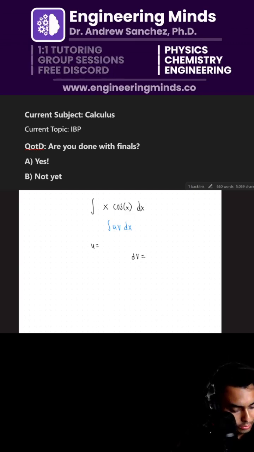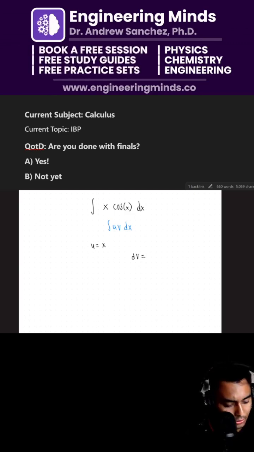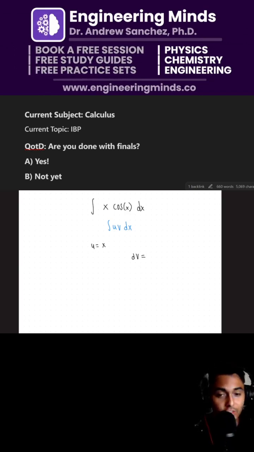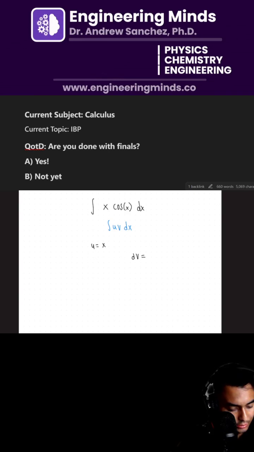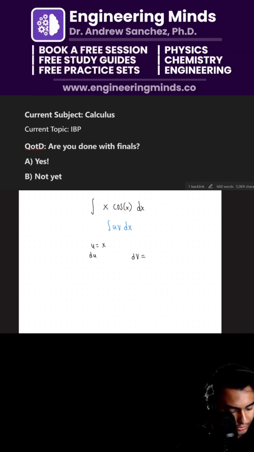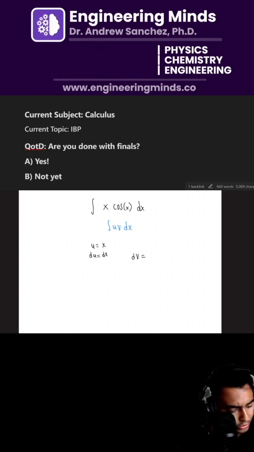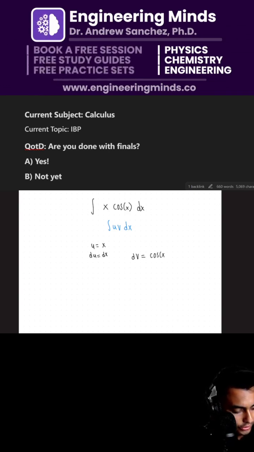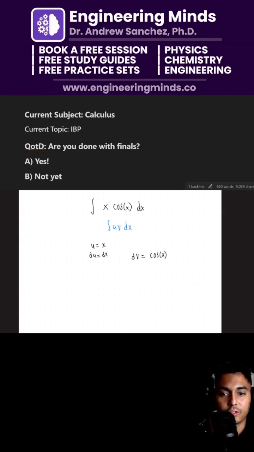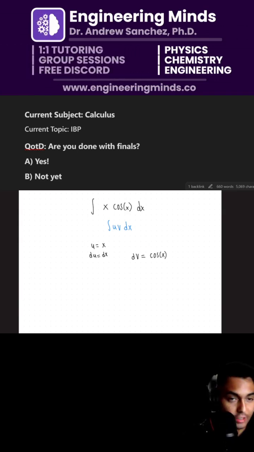All right, u equals x. Very good. Okay? So sometimes people ask me, how do you know? And see, you just answered your own question. How do you know? Because u is easily differentiable, well, that's just going to be dx. Which means our dv is going to be cosine of x. So what's the integral of cosine of x, chat?